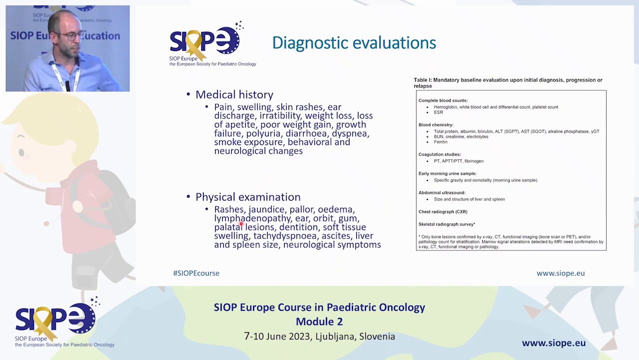In physical examination, we focus on rash, jaundice, pallor, edema, lymphadenopathy, gingival lesions, palatal lesions, dentition, soft tissue swelling, tachydyspnoea, and in case of liver dysfunction, the CAST test, liver and spleen size, and neurological symptoms.